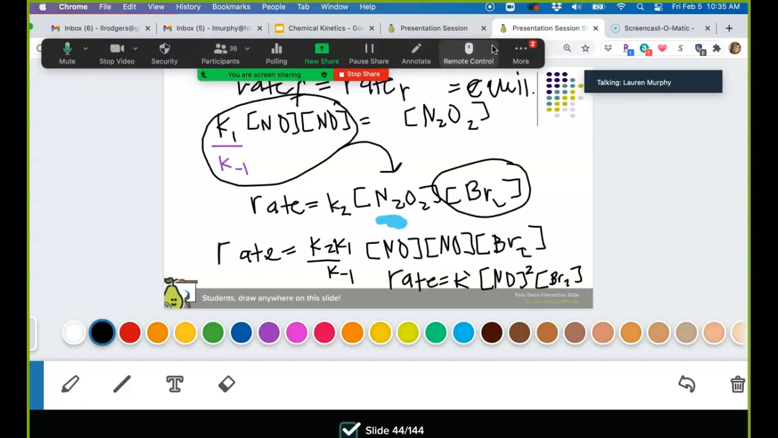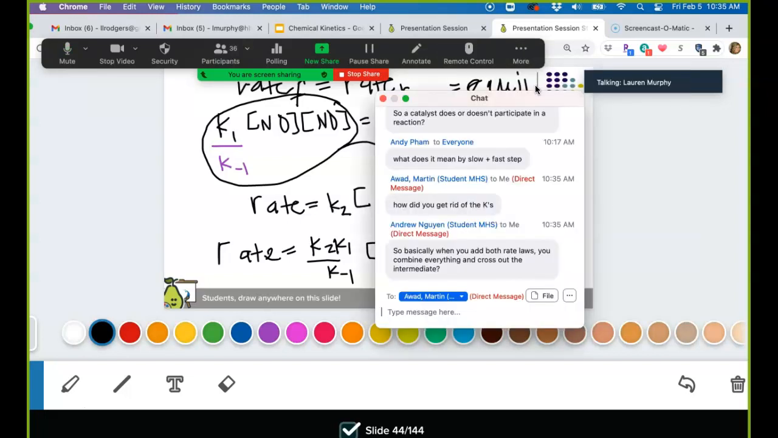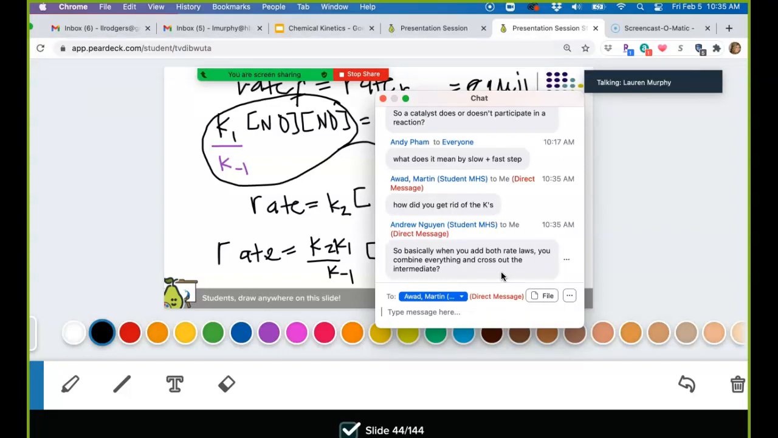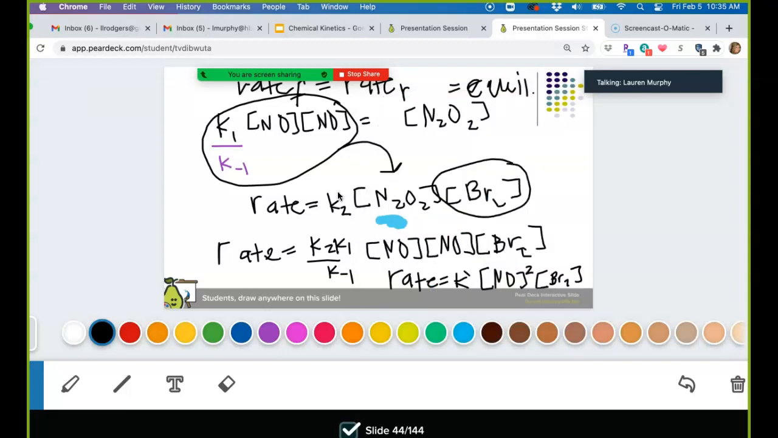It's not necessarily super hard, it's just harder than when the first step is slow. It's more work. So first of all, you don't really get rid of the K's. You just call them K prime. I mean, you can rewrite the K's as K2, K1 over K minus 1, but really what they do is they just try to simplify it and say K prime, meaning a bunch of rate law constants combined, okay? You don't have to do that. You can leave this as K2, K1 over K minus 1. That's totally fine. And yes, the overall reaction will always have you canceling out any intermediates and any catalysts if there is one.